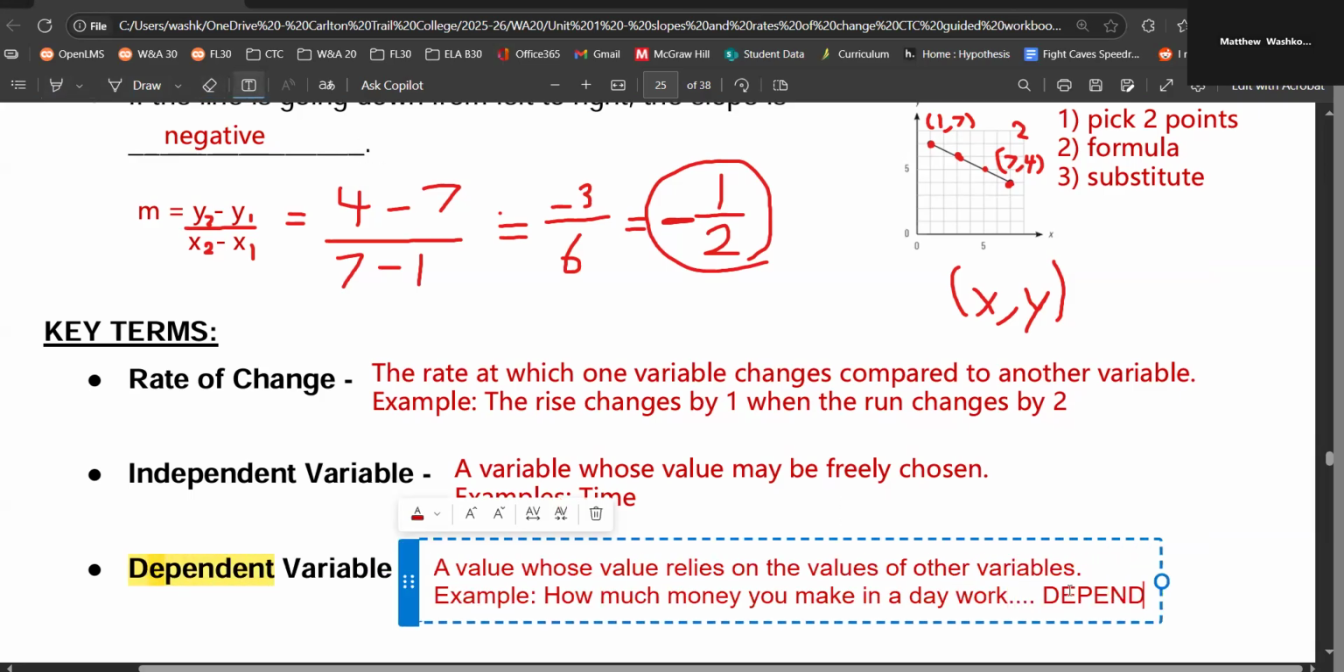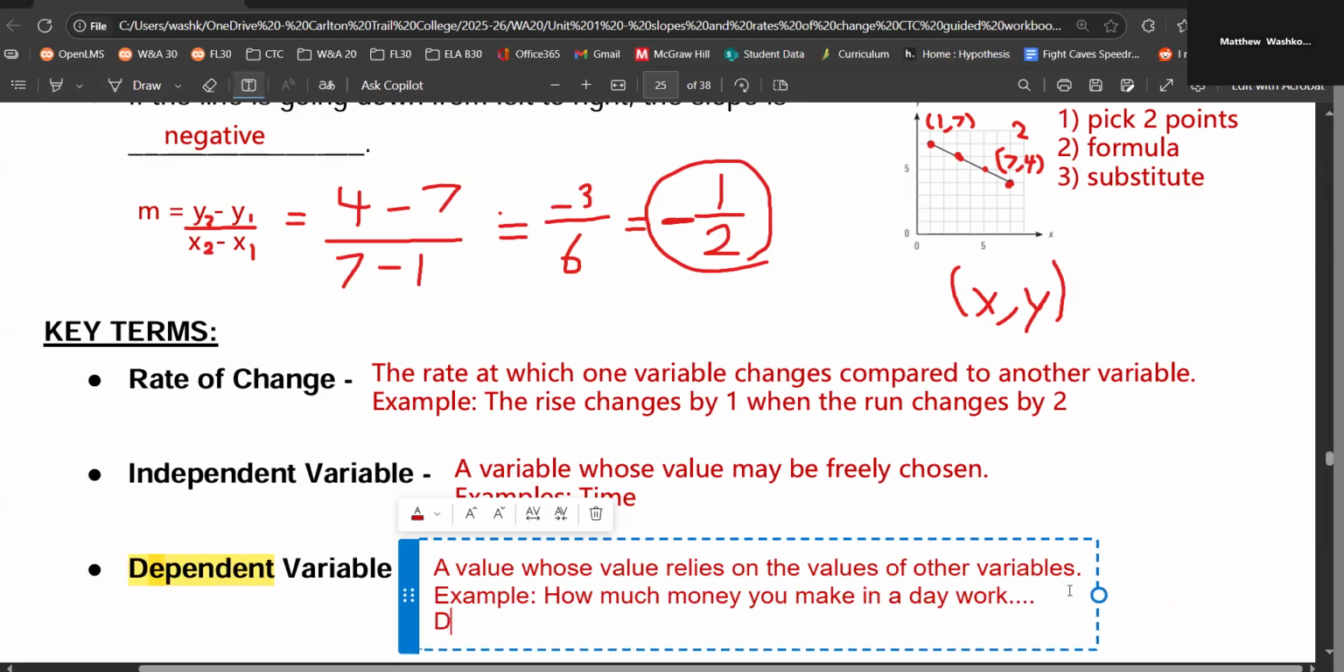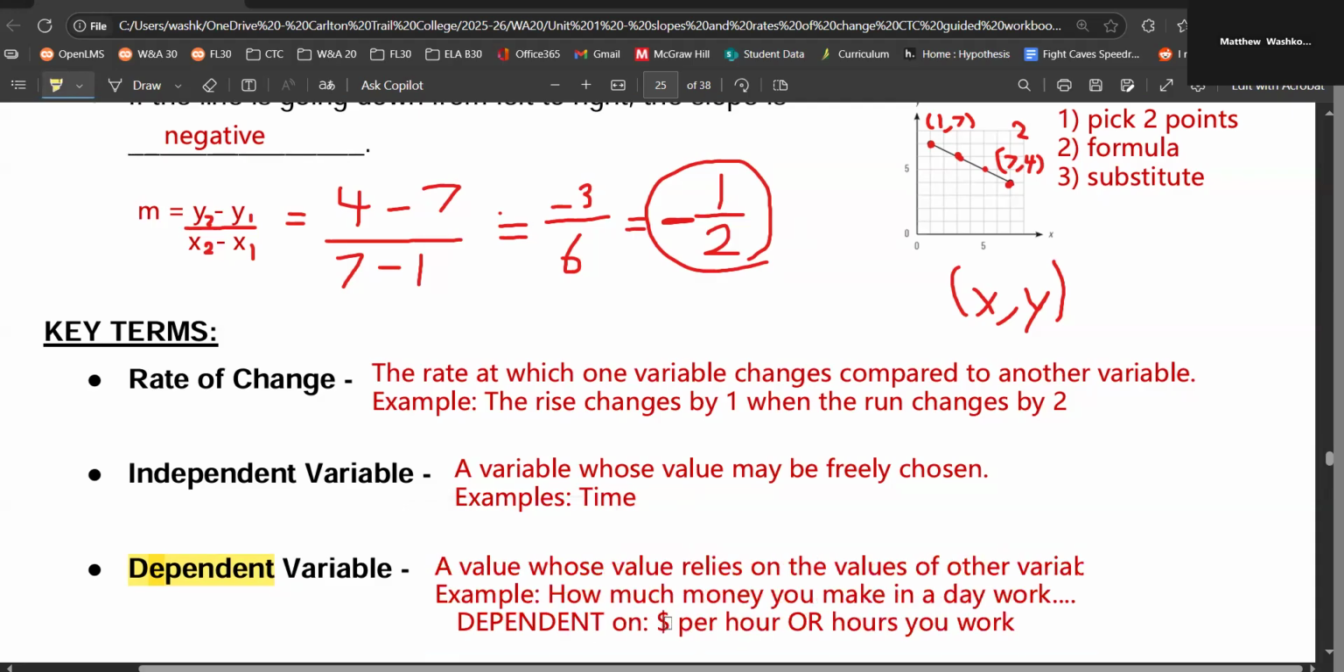It is dependent on, well, what's it dependent on? It might be dependent on the amount of money you make per hour, for example. I make $30 an hour, I make $20 an hour, or the hours that you work. So in this case, the dependent value is going to be usually the money. Money tends to be the common one that we use here. Okay?